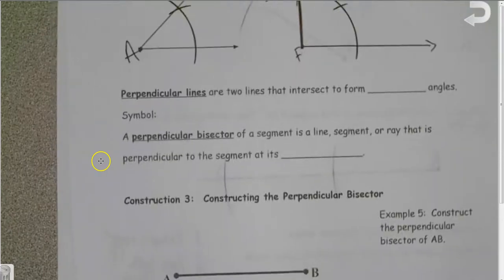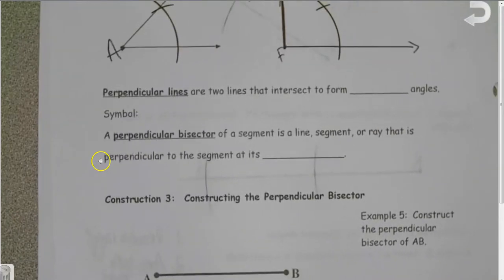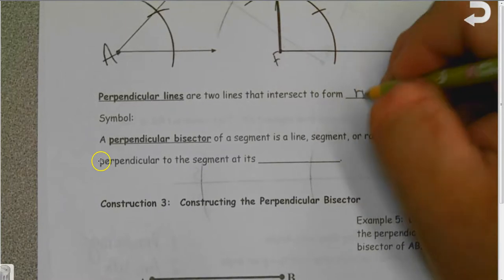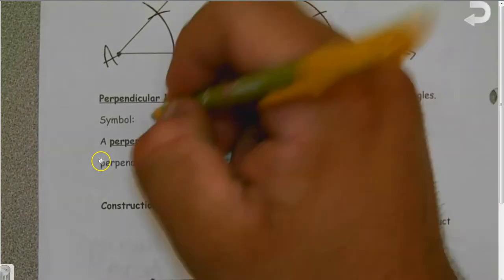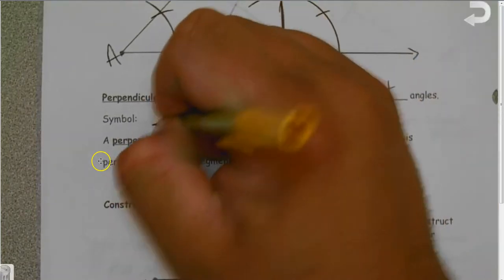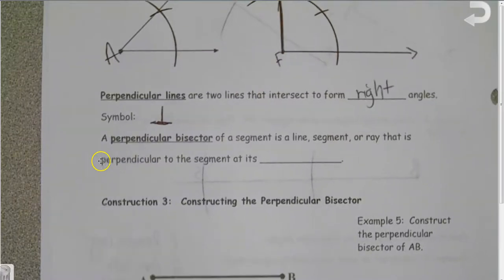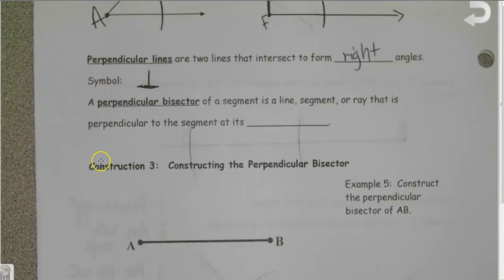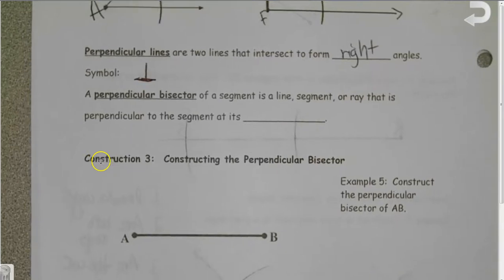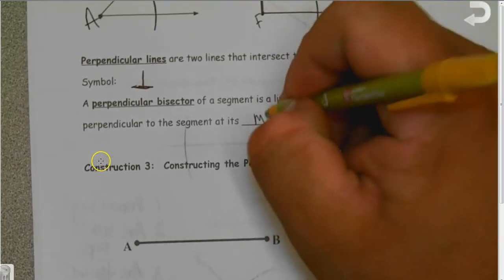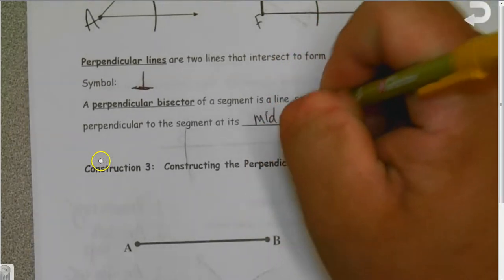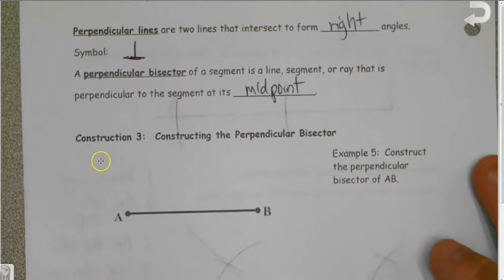Perpendicular lines. So you guys probably know what they are. They're 2 lines that intersect that form right angles. And the symbol for perpendicular lines is the upside down T. A perpendicular bisector is a ray that is perpendicular to the segment at its midpoint. So we're going to learn how to bisect a line.